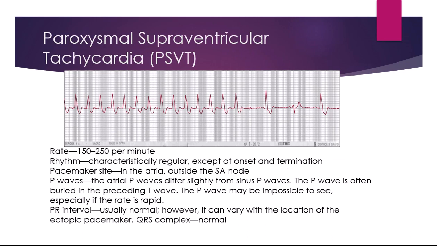Here is how you break down PSVT. It says the rate is 150 or higher. Remember, here it's going to be 140 or higher, all right? The rhythm is generally going to be regular, except where you see it start and or stop. Why is the rhythm regular?